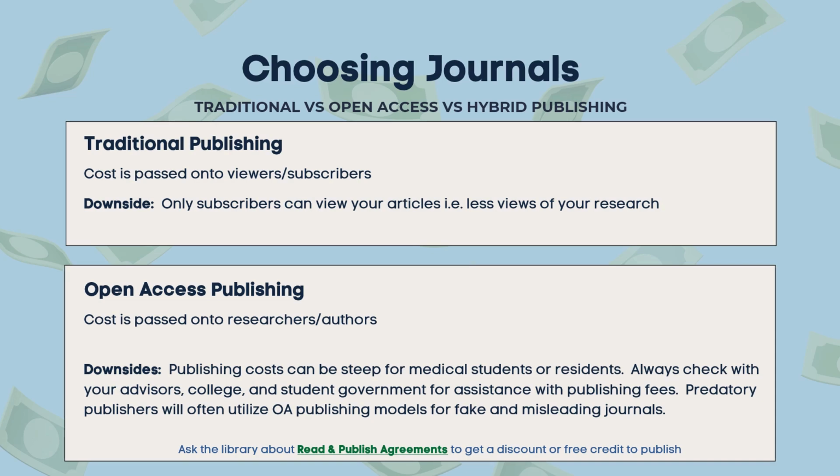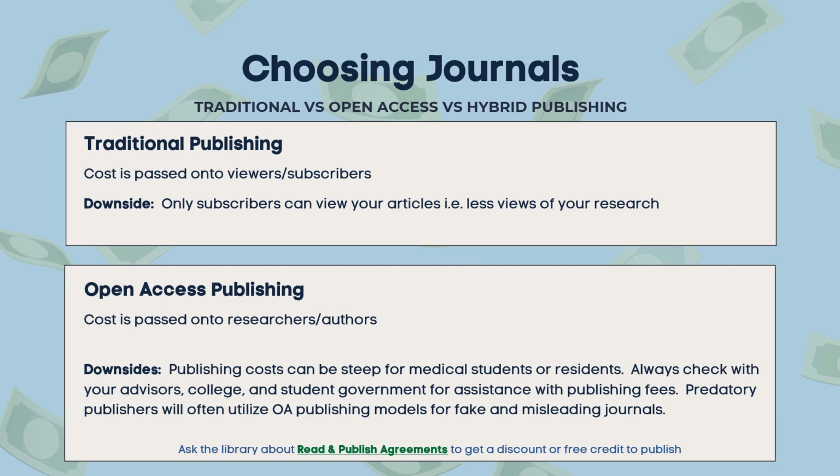Open access publishing passes the publishing costs to the authors of the article. The benefit is that open access journals are typically available to anyone with an internet connection, so more people can see, cite, and utilize the information in your article or case report.